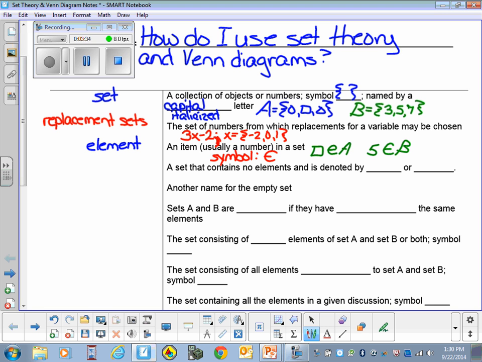A set that has no elements is called an empty set. You can show empty sets either by using braces with nothing in between, or by using the empty set symbol, which is a 0 with a slash through it. Slash doesn't look so very good. Another name for the empty set is the null set. The state of Virginia uses the phrase empty set. Every college textbook I've ever looked at uses the phrase null set. Just know both.